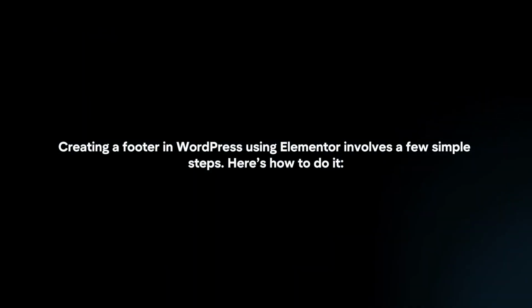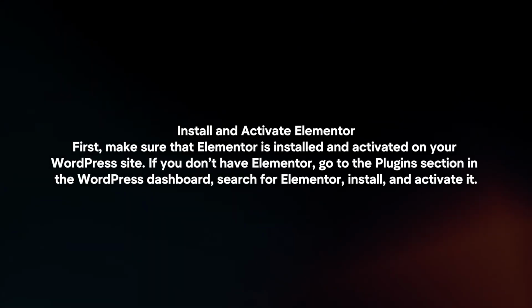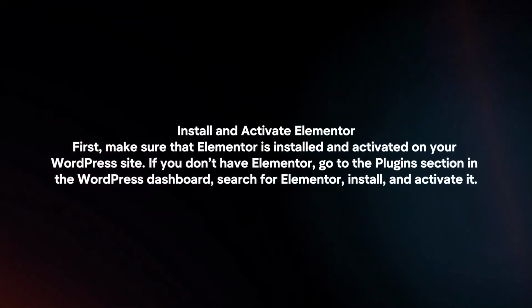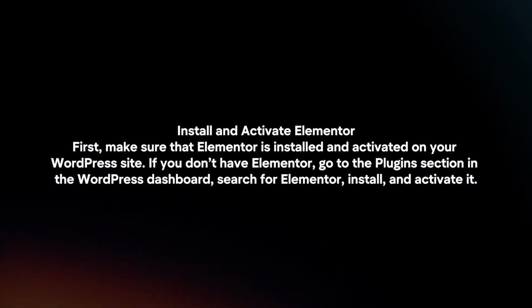Creating a footer in WordPress using Elementor involves a few simple steps. Here's how to do it. Install and activate Elementor. First, make sure that Elementor is installed and activated on your WordPress site.